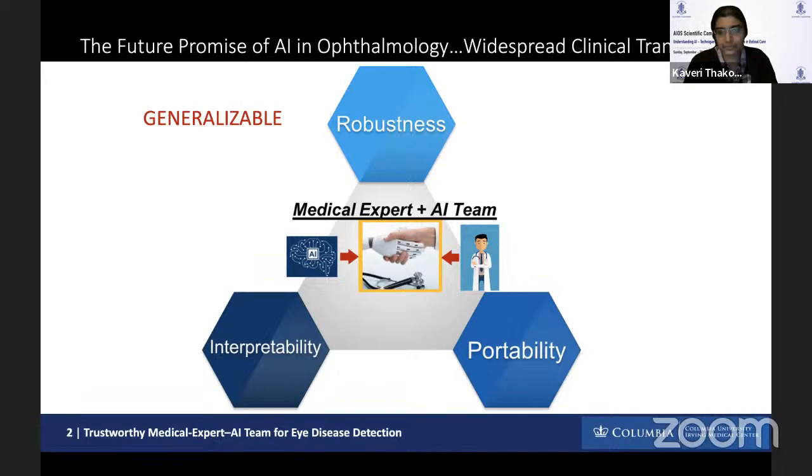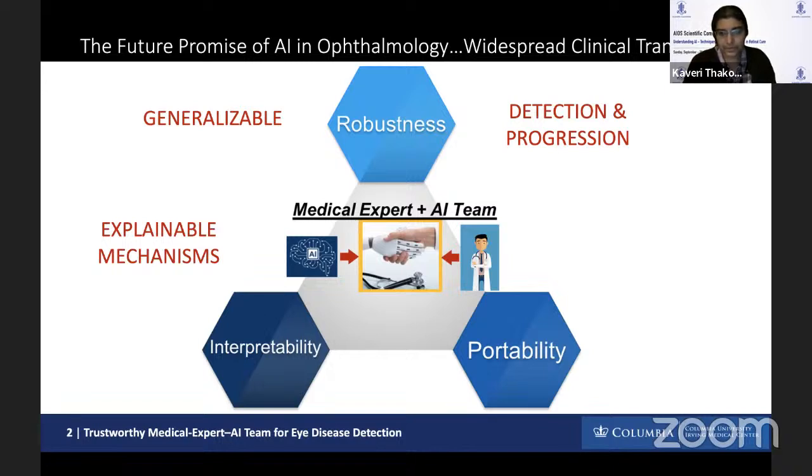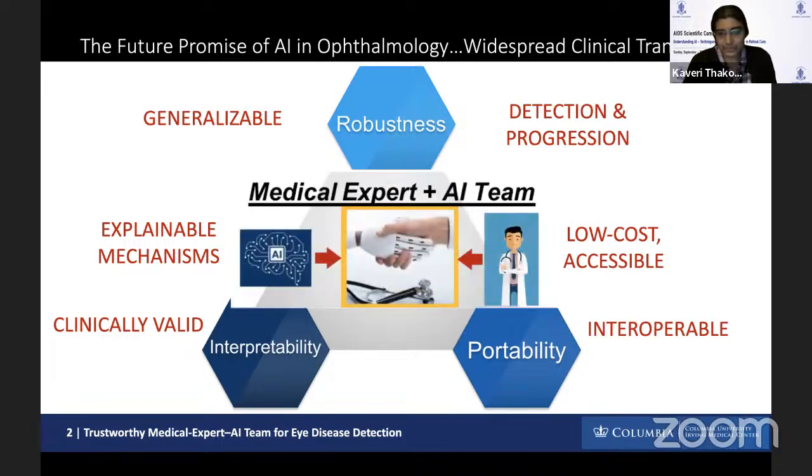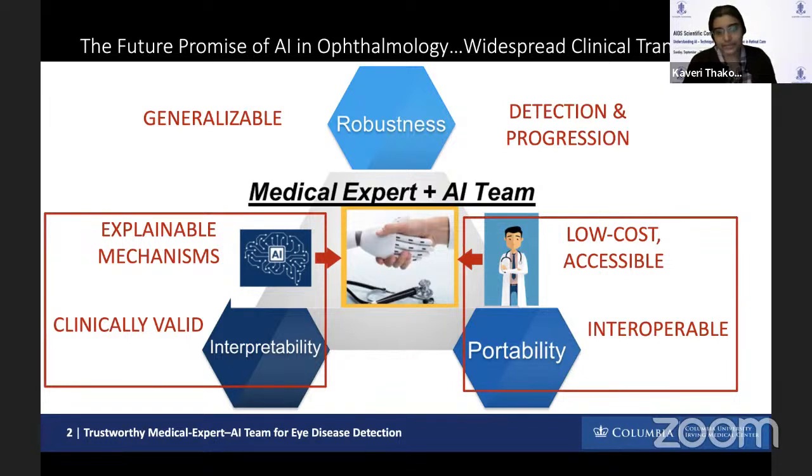That is making models that are robust, meaning that they can be generalizable to data collected from multiple locations, and making sure that the models not only can detect disease, but also detect the progression of disease. Towards interpretability, we seek to develop models whose mechanisms are explainable and whose logic is clinically valid. And towards portability, we seek to develop models that are low cost and accessible and also interoperable across data of varying quality or data from multiple manufacturers, with the overall goal of creating a medical expert AI team that's hopefully better than the sum of its parts. Today I'll focus specifically on a couple of projects towards enabling interpretability and portability.